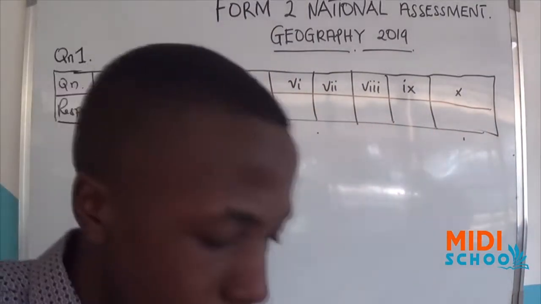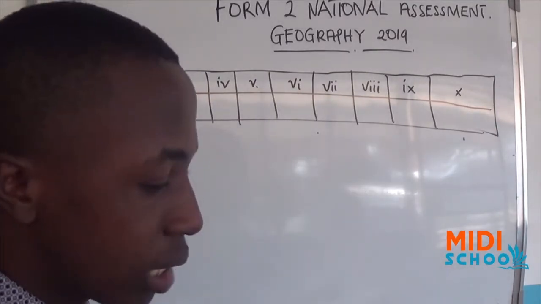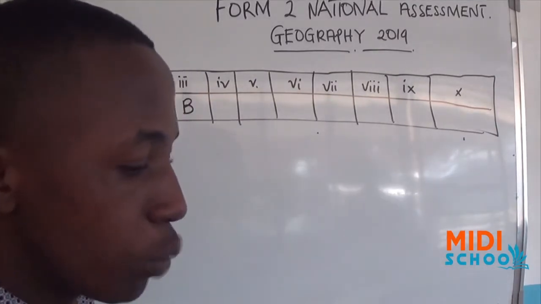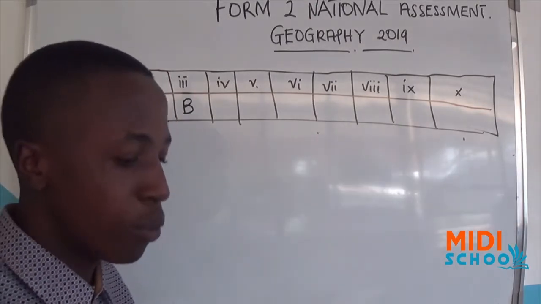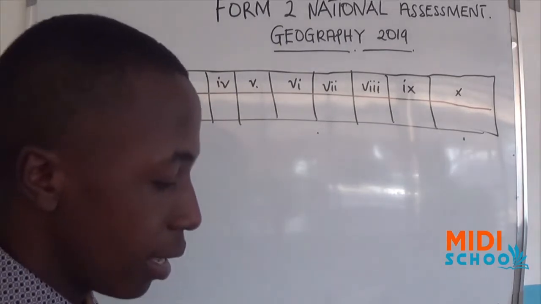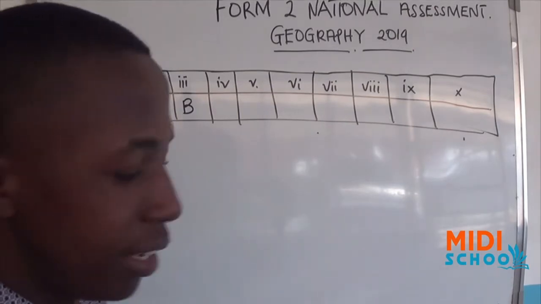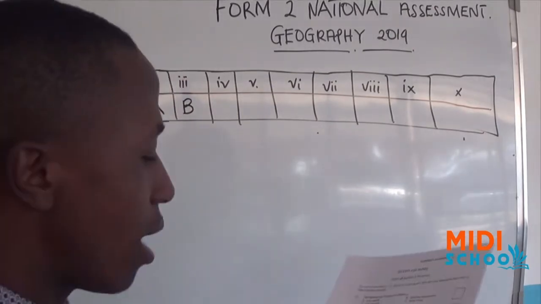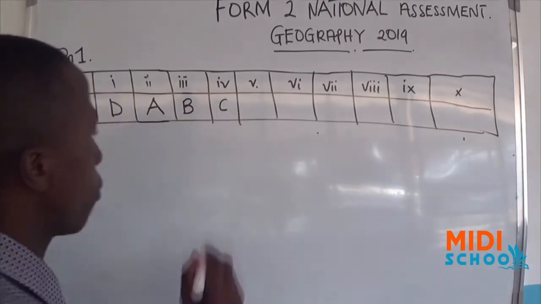Roman 4, the condition of atmosphere that is recorded for a short period of time is known as: A, climate, B, rainfall, C, weather, and D, temperature. Our answer is C, weather.